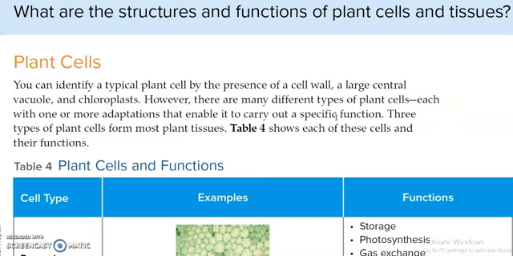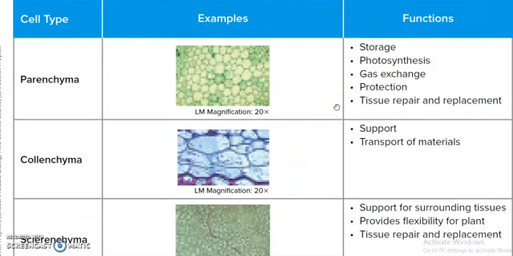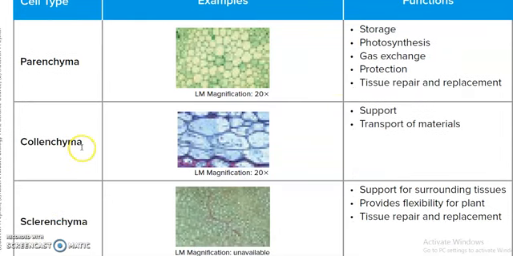Okay? Hence, 3 types of plant cells form most plant tissues. What are these 3 types? How do they look? How are they different? What is the function of each one? This is what is summarized in the table below. As you see here in the table, we have 3 types of cells: parenchyma, collenchyma, sclerenchyma. Those are the names of the 3 types of cells.